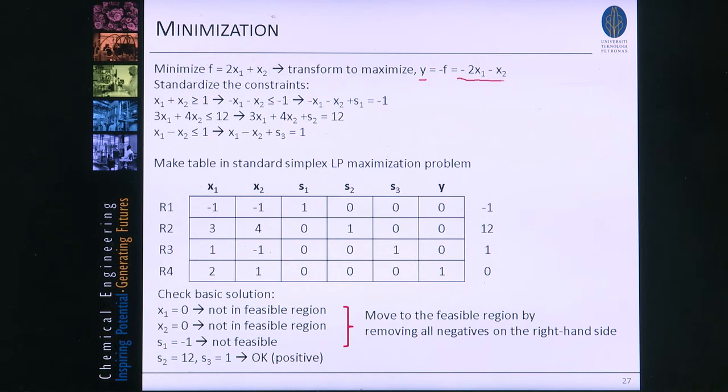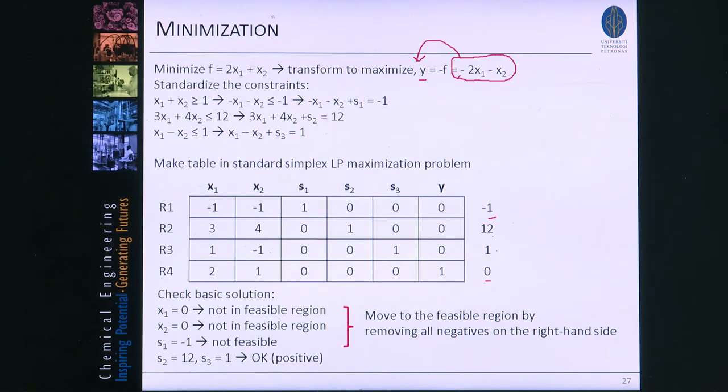Now we have this equal to y, and we put them here. That makes the last row 2x1, 1x2, 0, 0, 0, and then 1, and then 0 as the right-hand side of the equation. R1 is still the same, so minus 1, minus 1, 1. So minus 1, 12, 1. All the same. And we know that this is not in the feasible region.